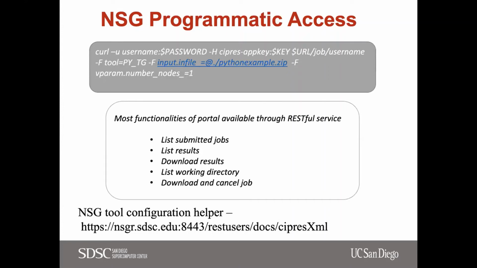Most of the functionalities of the portal are available through the RESTful services, where you can list your submitted jobs, list the results, and download results. Everything you can do programmatically. If you're not familiar with how to construct these curl commands, we have an NSG tool configuration helper where you can put in all the information you want, like the number of nodes, the cores, and the wall time, and we will construct the curl command for you, which you can copy, paste, and use.